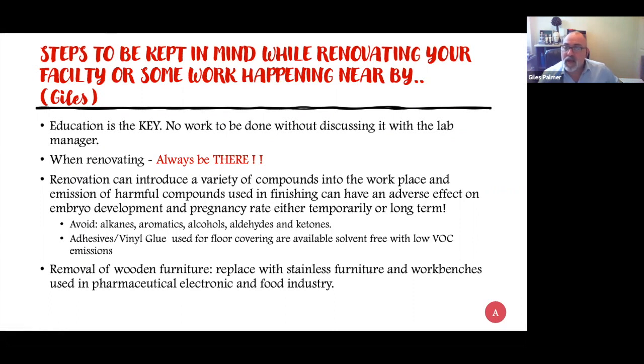I would say a thing which is very relevant now, with climate change and what we've seen over the past few years, is that there will be some renovation going on in the place you work, next door perhaps, and whatever.